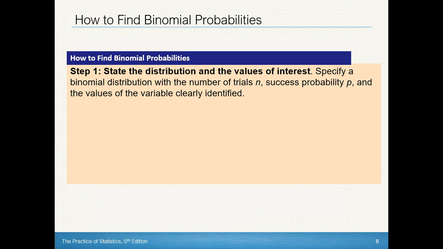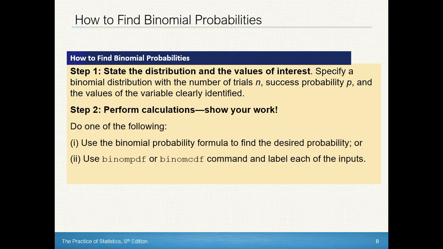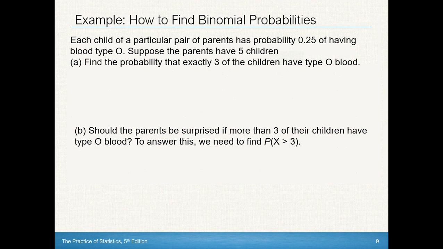So how do I find binomial probabilities? First, state the distribution and the values of interest. Specify a binomial distribution with n number of trials, a probability p of success, and make sure those values are clearly identified. Now, we can also use these functions on the calculator, and I'll show you that in just a second. But first, we're talking about the formula to find the desired probability, and then answer the question back in context.